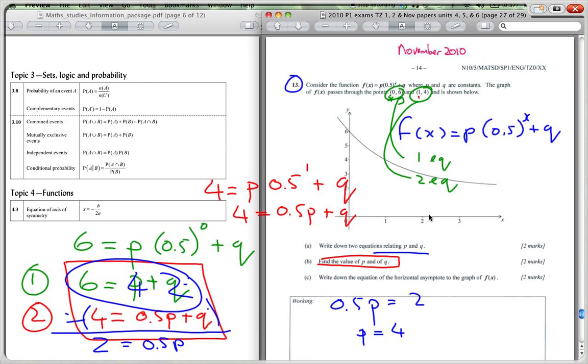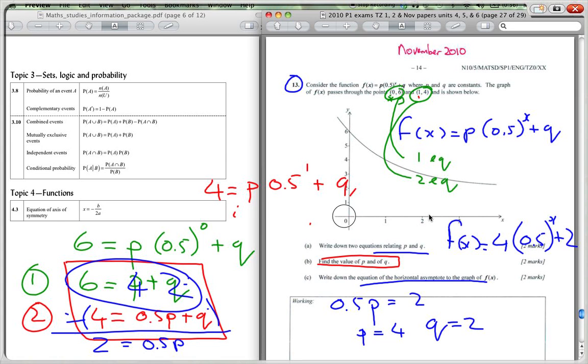So I've got q is equal to 2. So therefore I'm going to have my equation that y, or f of x, is going to equal 4 times 0.5 to the power of x plus 2. Now the final question is write down the equation of the horizontal asymptote of the graph. So the equation for the horizontal asymptote is this one over here.